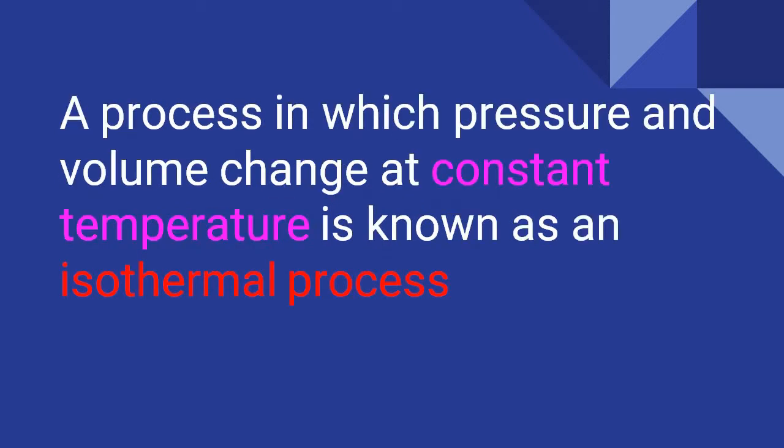So the first one is the isothermal process. The term iso means constant, so this is a constant temperature. A process in which pressure and volume change at a constant temperature is known as an isothermal process. So temperature remains constant, and volume and pressure may change, or they must change.